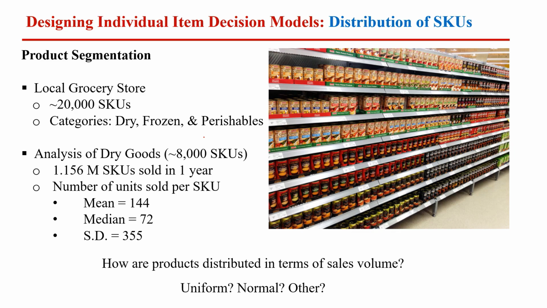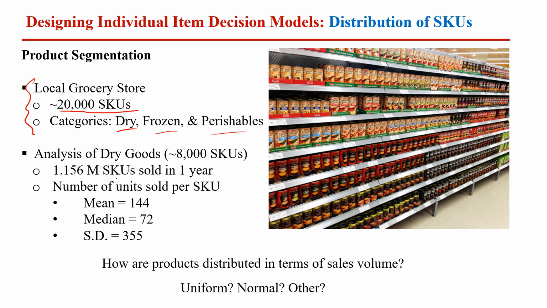How we are going to distribute, or how we are going to store those SKUs in our store or in our warehouse. So that is the big question. I'm giving you the local grocery store example. In a local grocery store, for example, we have 20,000 SKUs. Some are dry, some are frozen, some are perishables.